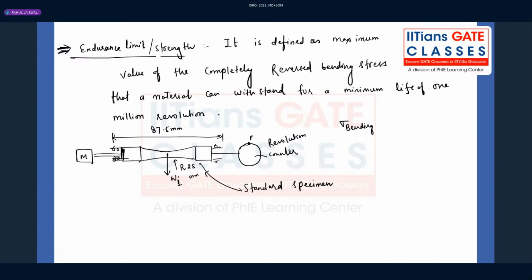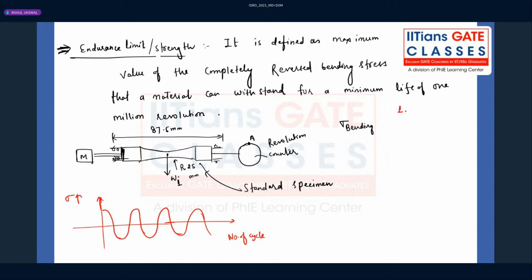You know that this point A, after every revolution by 90 degrees, let's say the shaft is being rotated by 90 degrees, we know that there will be a completely reversed bending load acting like this. For this, this is what we have: stress, and here we have number of cycles.